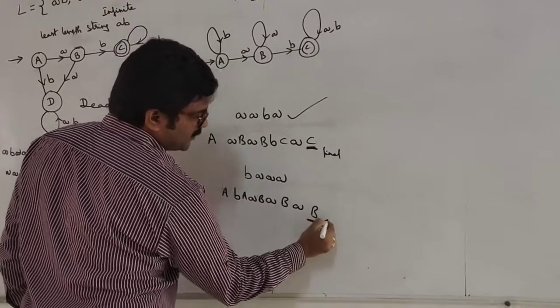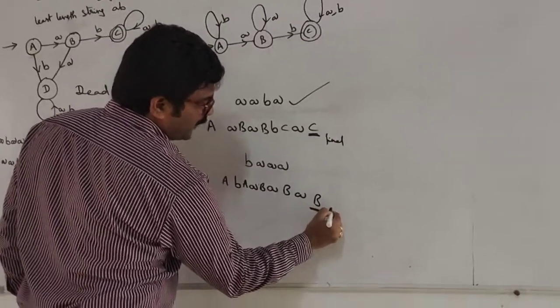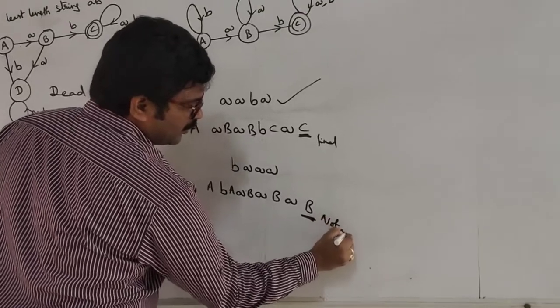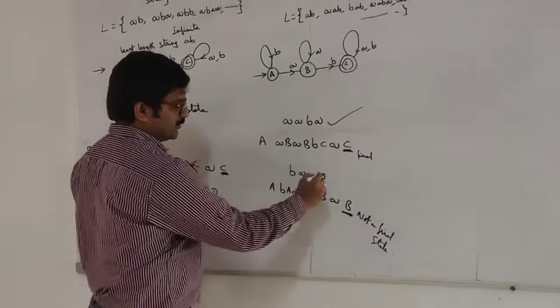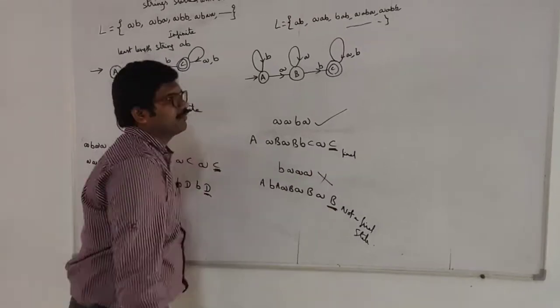Now let us look at this state, which is a non-final state. This is not a final state, right? Not a final state, therefore what I need to do is reject. That means the DFA rejects this string.